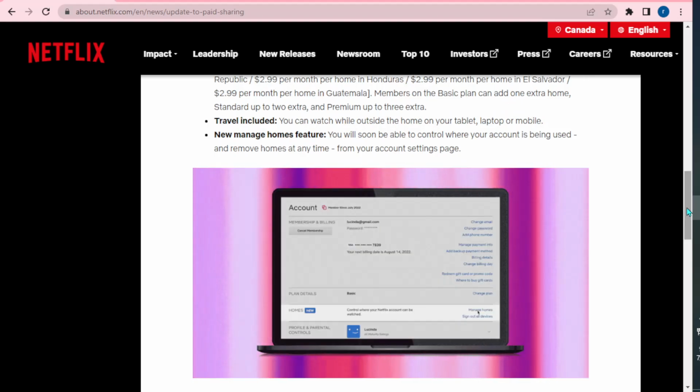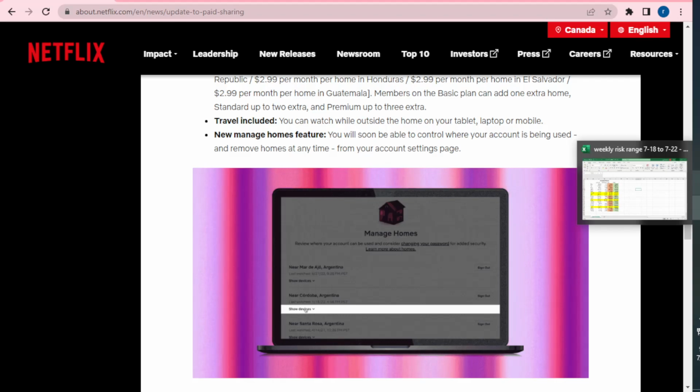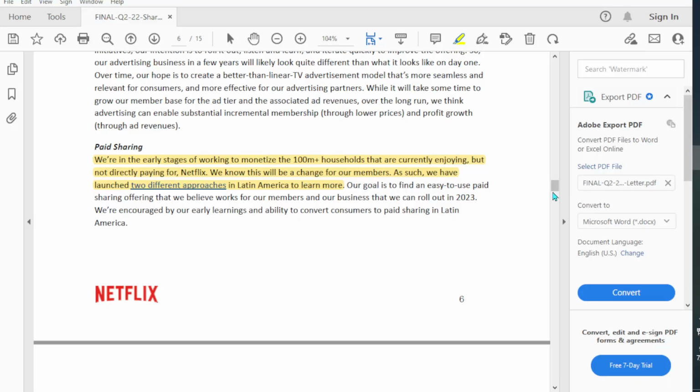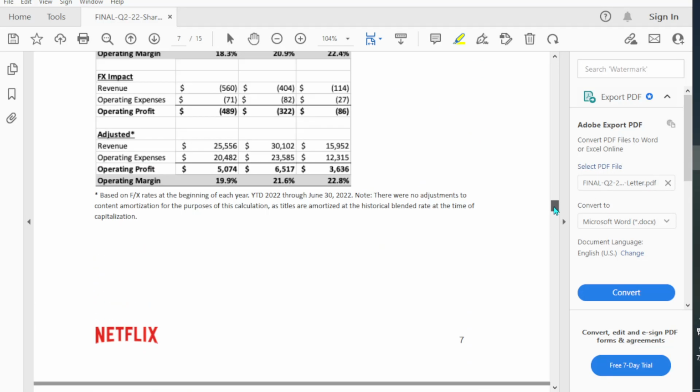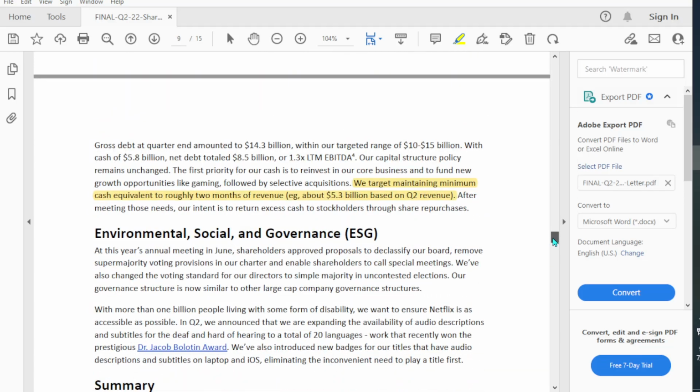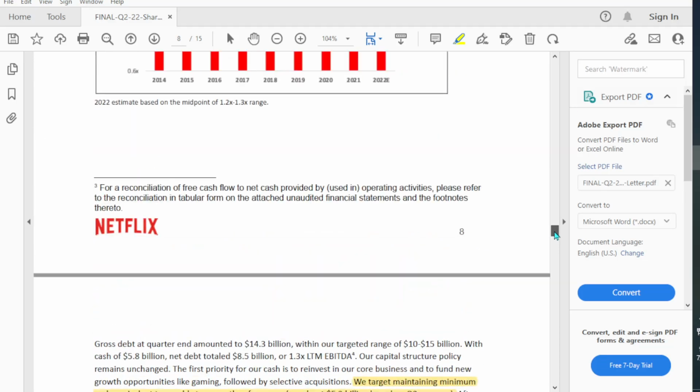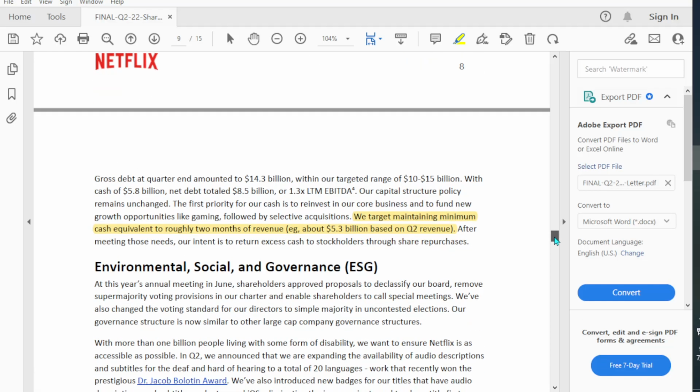So it's very vague right now. Hopefully we can get some more details on that in the future. Now let's just scroll down a little bit. So here they're talking about, let's see. Oh, they're talking about debt right here. So they say their gross debt at quarter end amounted to 14.3 billion, within our target range of 10 to 15 billion. So with cash of 5.8 billion, net debt totaled 8.5 billion.